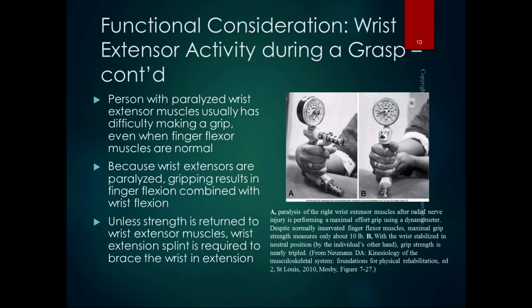The person with the paralyzed wrist extensor muscle has difficulty making a grip because the finger flexors take over in wrist flexion. The wrist extensors can't neutralize that wrist flexion. So unless they regain the strength, whatever the cause of their weak wrist extensor muscles is, you have to get an extension splint to brace the wrist in extension to keep those wrist flexors from overworking. And by bracing the wrist into extension, you can restore some of the grip, which is pretty cool.